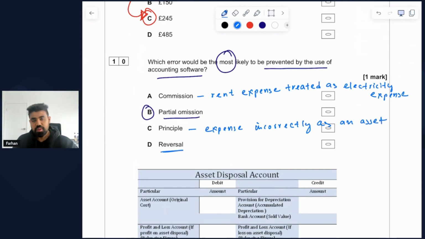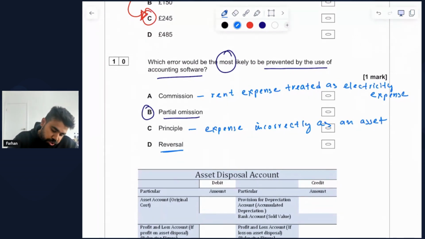Reversal is you recording debit as a credit and credit as a debit. For example, let's make an easy example here. So cash sales of $500. Okay, so cash sales of $500. We are supposed to debit cash 500 and credit sales. That's the correct way to do it. But we ended up debiting the sales and crediting the cash, which is a reversal. So this is what we call an error of reversal.